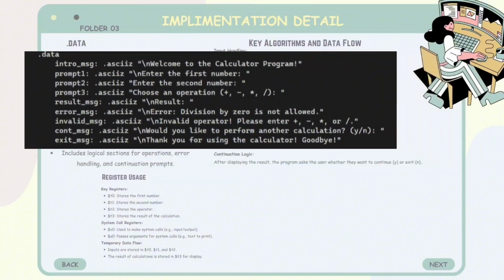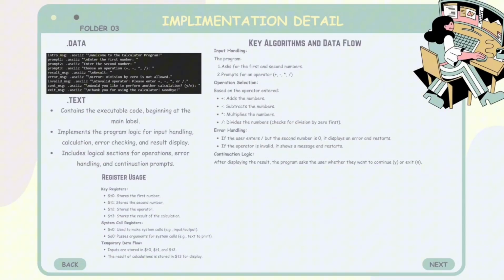Implementation detail. .text contains the executable code beginning at the main label, implements the program logic for input handling, calculation, error checking, and result display. It includes logical sections for operations, error handling, and continuation prompts.